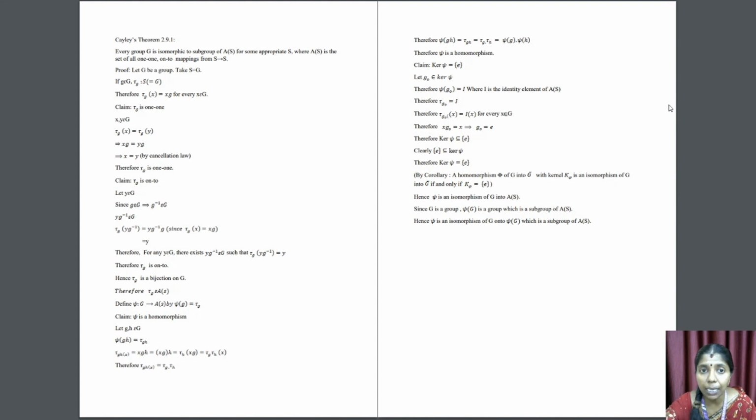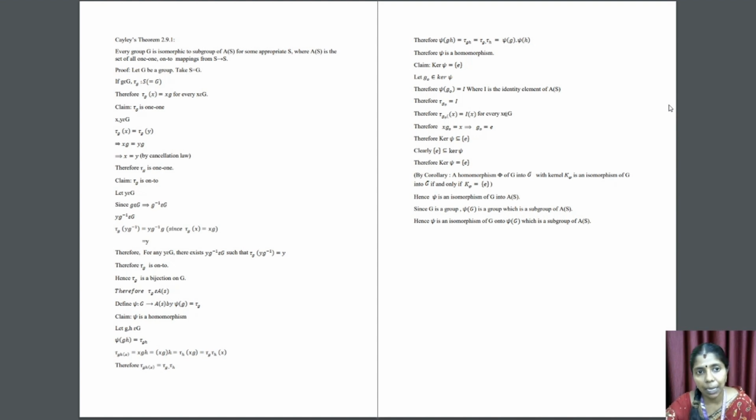A(S) is the collection of, not elements, a collection of functions, those functions satisfying 1-1 and onto. Now we see the proof. Let G be a group. Take S equals G. Let g belong to G, take one element from G. Now we define the function tau_g from S into S. Therefore, tau_g(x) equals xg for every x belonging to G.